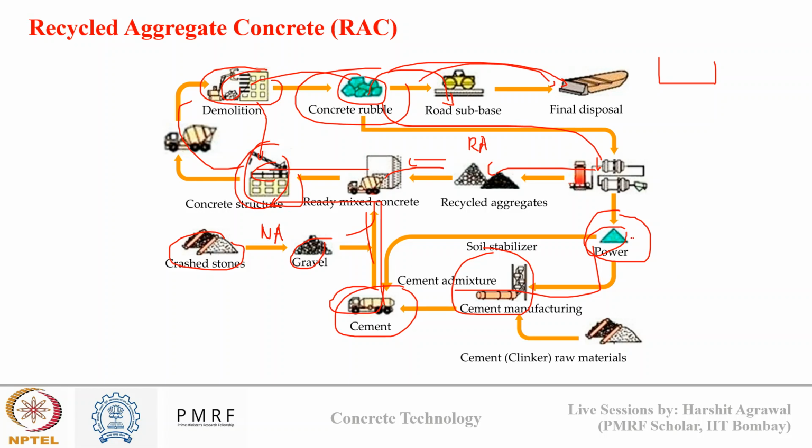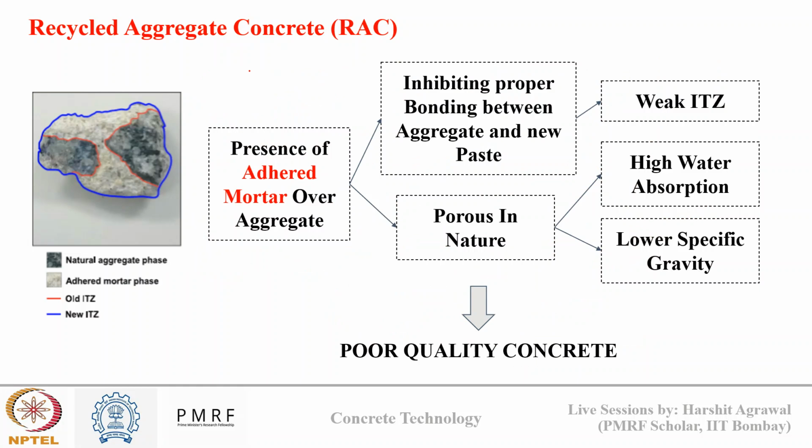Okay, or it can be used for soil stabilization purpose also. So there are different ways in which construction and demolition waste can be utilized again for building a new structure. Now, though RCA is promoting sustainable construction, there is one major problem with the use of recycled aggregate, and that is the integrity of concrete made with the recycled aggregate, which results in much lower strength than natural aggregate based concrete.